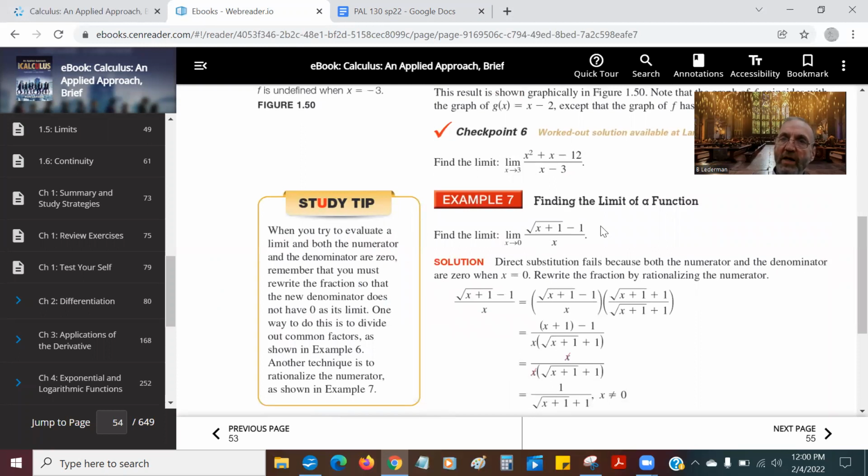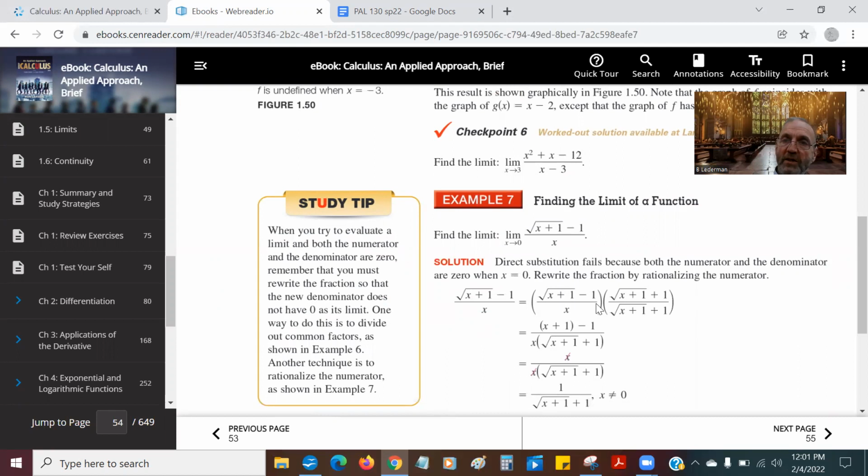Square root of x plus 1 minus 1 over x. Now again, if x equals 0, if I would just plug in x equals 0, I get 0 on the top, 0 on the bottom. I can't have 0 on the bottom, so I'm going to have to do something tricky. I'm going to have to do some slick algebra moves here.